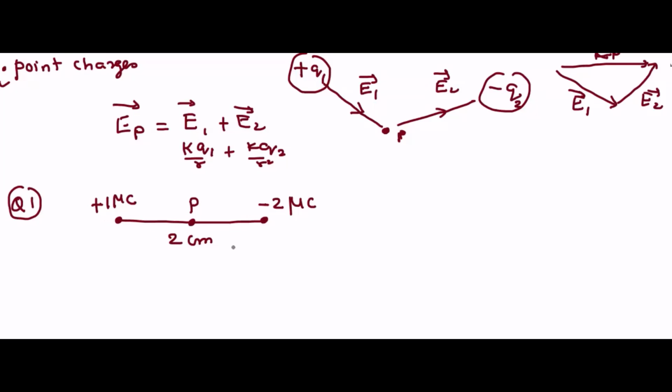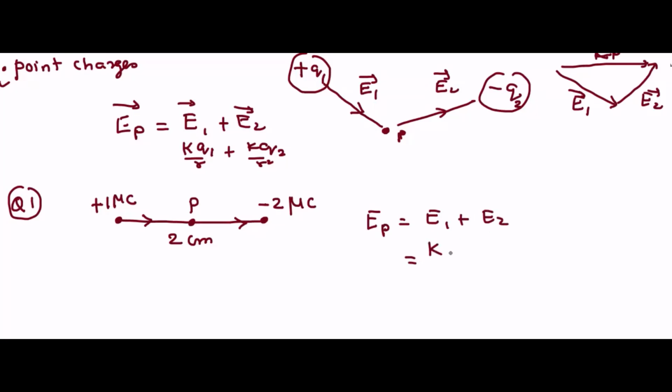So if I want to find out the magnitude of this E, we know that from the positive charge it will be in this direction, and from the negative side it will be towards the negative charge. So the electric fields both will be in the same direction. Over here the net electric field will be towards the right. So the magnitude of that will be EP is equal to E1 plus E2. I'm here just simply adding the magnitudes.